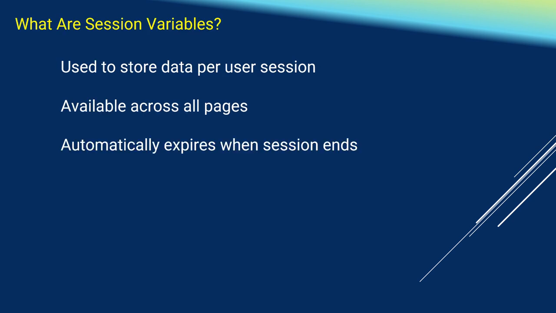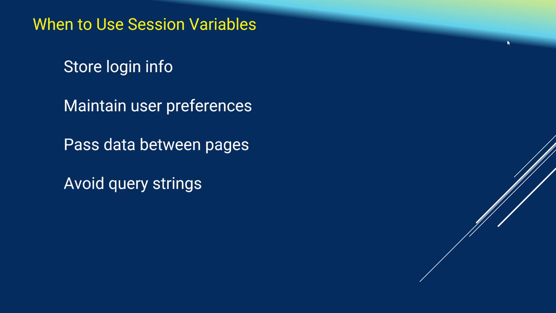Session variables are key value pairs that are specific to each user. Once you store a value in a session, it remains available across pages until the session expires or is abandoned. Use sessions to store things like the username after login, theme preferences, or to pass temporary values between pages without exposing them in the URL.